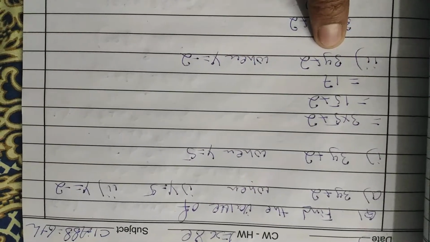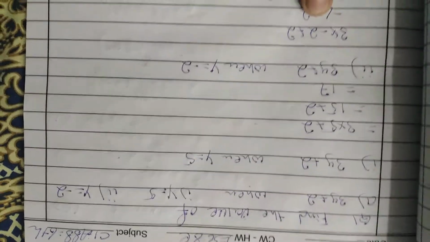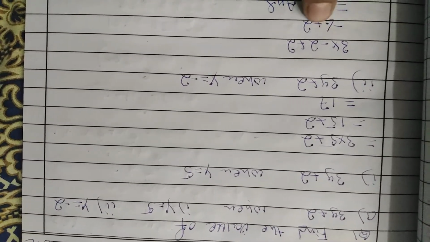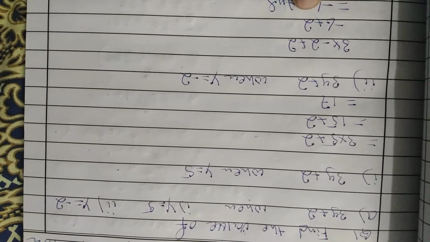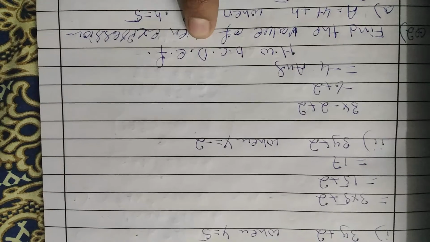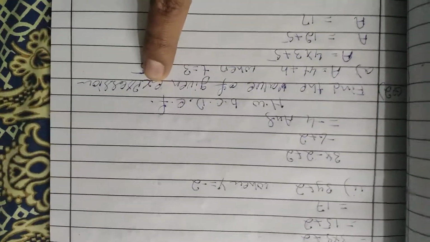And the second one, instead of 5, we put minus 2. 3 multiplied by minus 2 plus 2. Minus plus minus, 3 twos are 6, so 6 minus 2 is equal to minus 4. Homework is B, C, D, E and F.